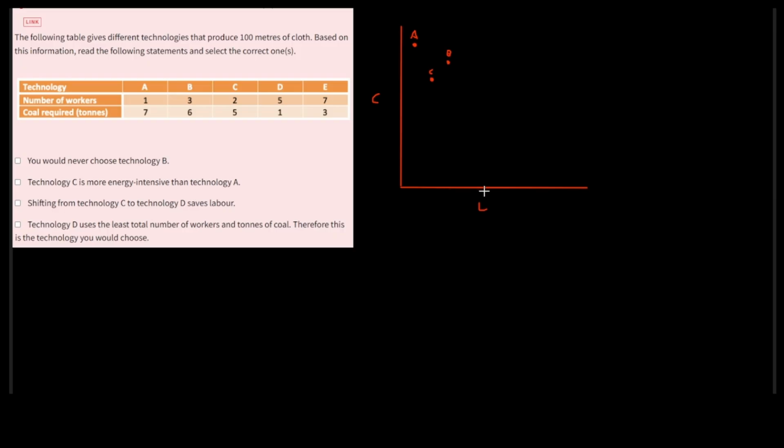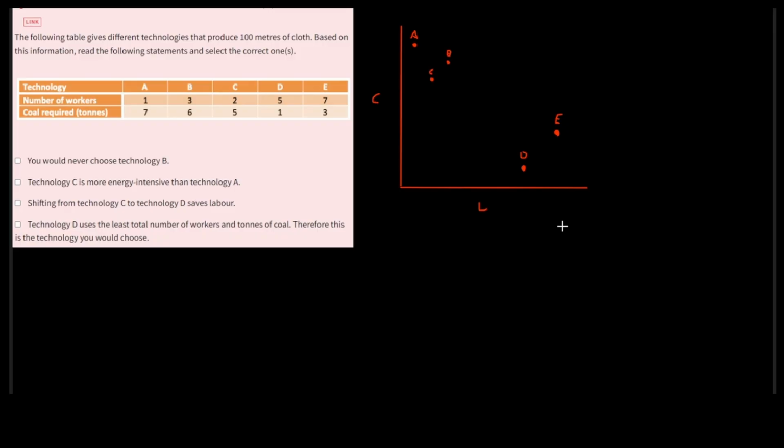Technology D, where does technology D fall? Technology D requires 5 workers, so now we're somewhere over here, but it only requires 1 coal, so not too energy intensive. That's going to be technology D. And then finally, where does technology E fall? Well, technology E requires 7 workers, so we're going to be somewhere over here, and 3 tons of coal. That's going to give us something like that. Okay, now that we have this all plotted out, we can take a look at it and see what's happening.